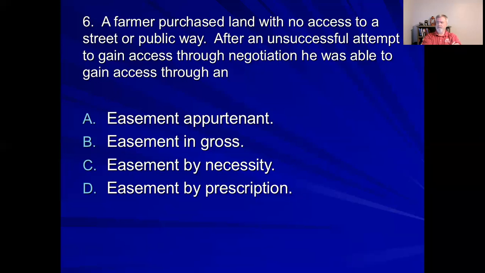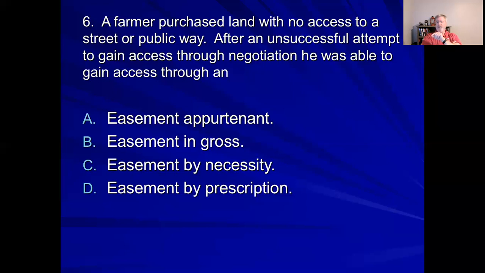But what type of easement? And you see there are four types or four options that we could decide to go with. We could have an easement appurtenant, easement in gross, easement by necessity, or easement by prescription.